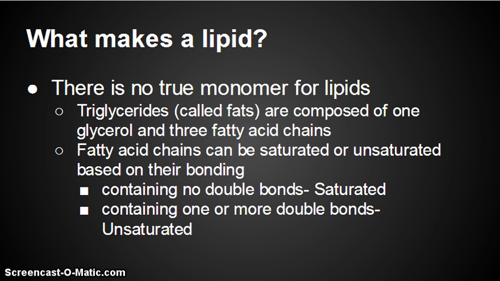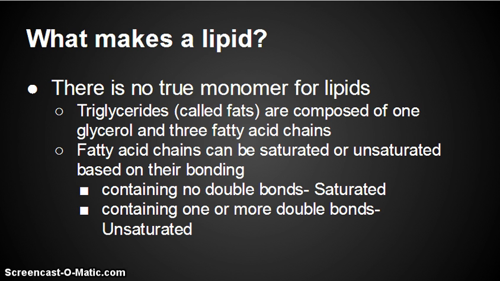So what makes a lipid? There is no true monomer for a lipid, so make sure you know that. We have parts that make up lipids. We have triglycerides, which are called fats, and that's what you ingest. Triglycerides are the thing that you ingest, and they are composed of one glycerol molecule and three fatty acid chains.